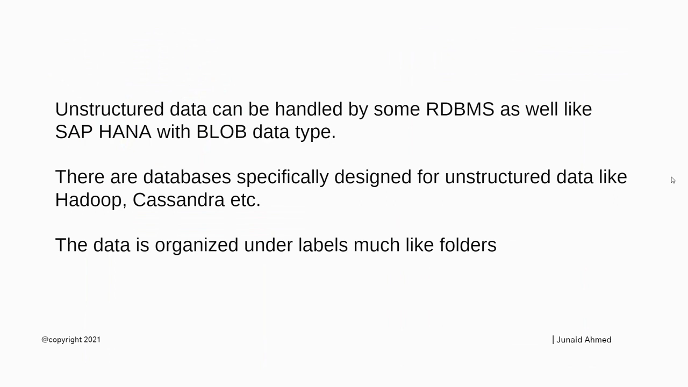So what is the data type? Now, like I said, it's a file system, most likely. In a specialized unstructured database, it's a file system. But some of the structured databases, like for example SAP HANA and various other databases, have a provision to handle unstructured data within a structured database, right? So they have a special data type for that, which is called a blob data type.